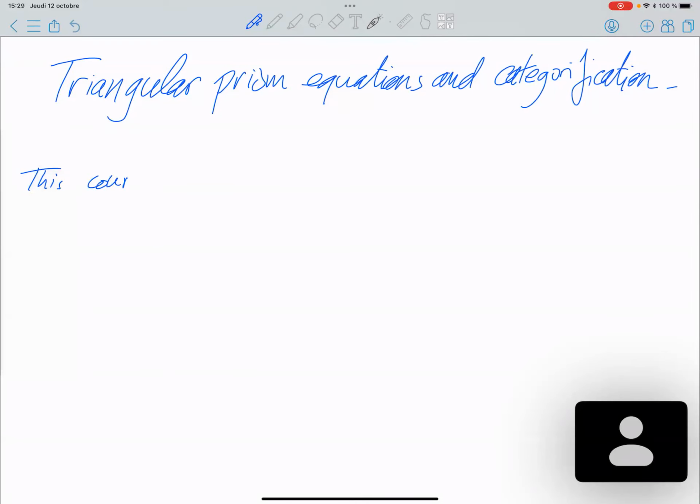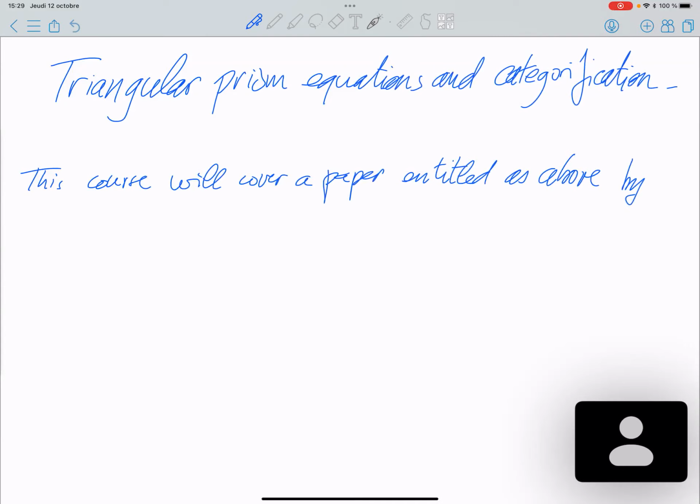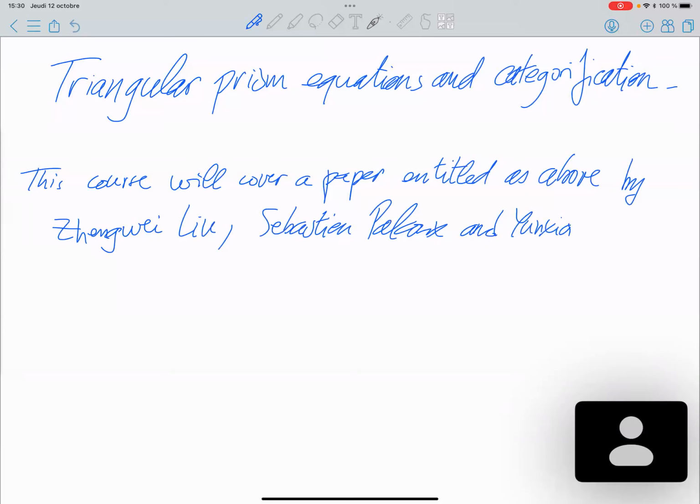So this course will cover a paper entitled as above by Zhengwei Liu, myself, Sébastien Palcoux, and Yunxiang Ren. So the paper called Triangular Prism Equation and Categorification.